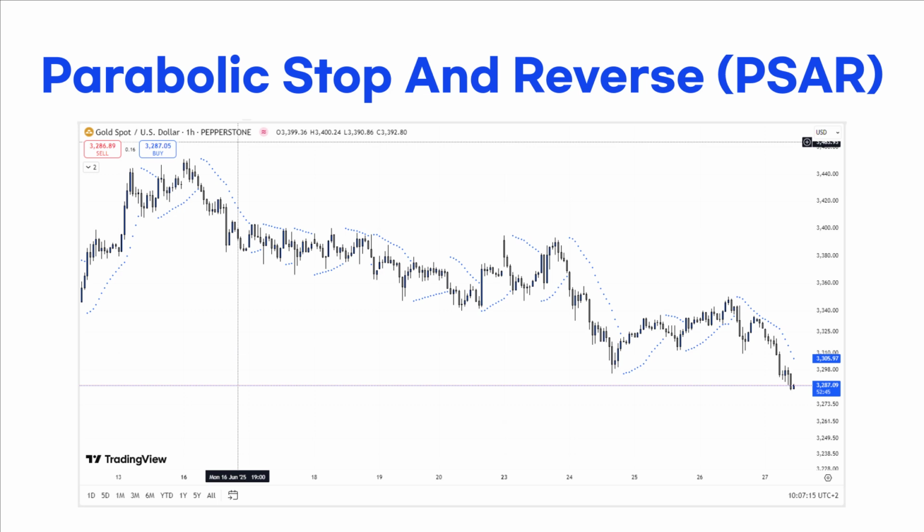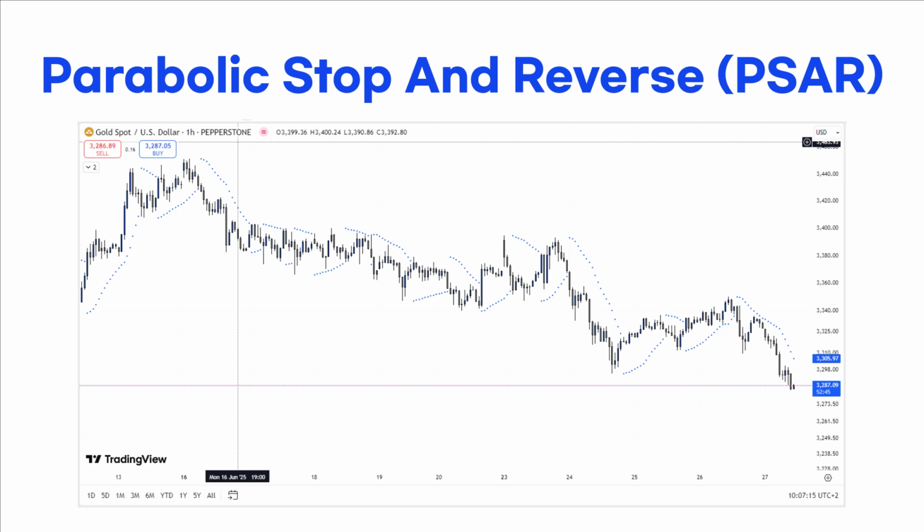The parabolic stop and reverse, also known as the parabolic SAR or PSAR, is a trailing stop-based trading system and indicator. It's commonly used by traders to determine trend direction and potential reversals in price. This can be an indicator as to where traders can see suitable entry and exit points in the market.